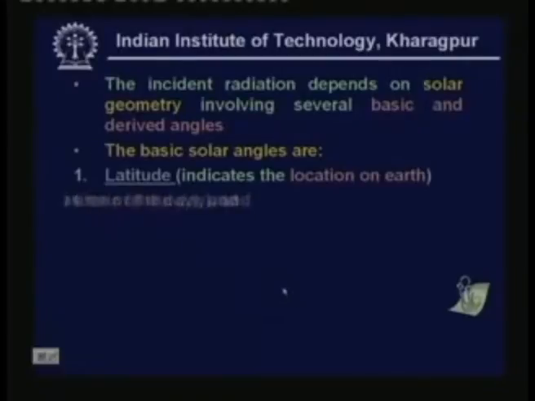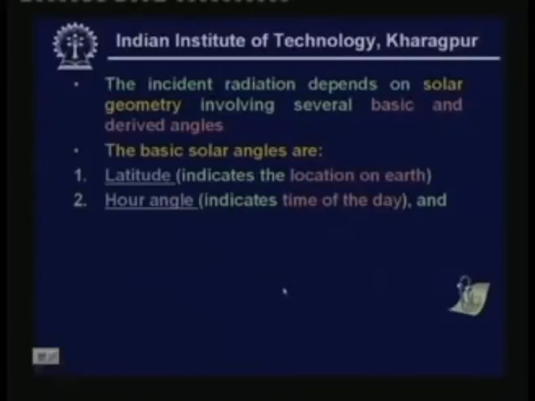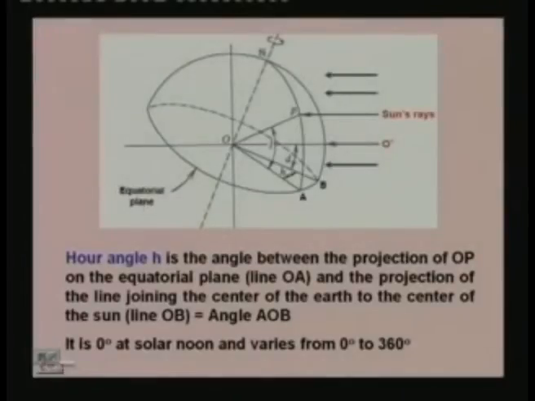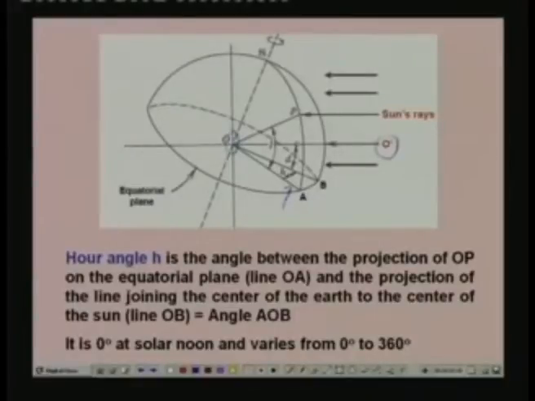The second basic solar angle is what is known as the hour angle, and this indicates the time of the day. So, how is this defined? Again referring back to the same figure, the hour angle H is defined as the angle between the projection of OP on the equatorial plane, where OP is the line joining point O, the center of the earth, and the position of the observer P, and its projection is OA, and the projection of the line joining the center of the earth to the center of the sun. Point O is the center of the earth and point O dash is the center of the sun.